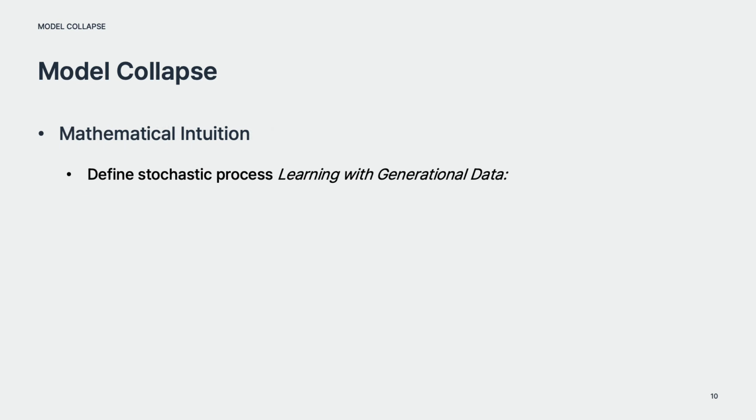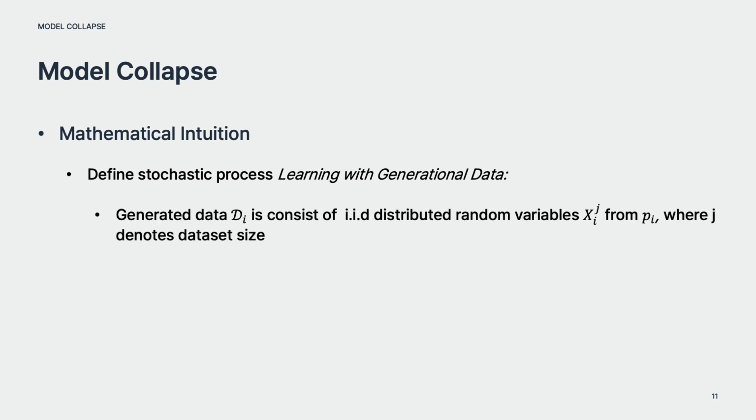To understand why model collapse is unavoidable under recursion, we analyze the process mathematically. We model learning as a stochastic process that evolves across generations, where each generation produces the data distribution for the next. At generation i, we assume a dataset composed of independent samples drawn from a distribution Pi. The dataset size is finite. This assumption is critical because finite sampling introduces randomness that accumulates over generations.